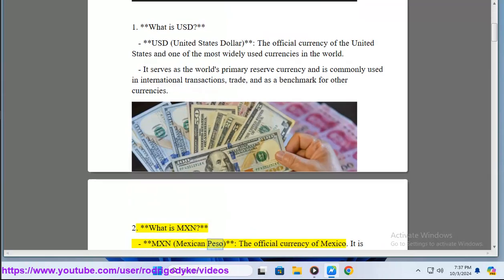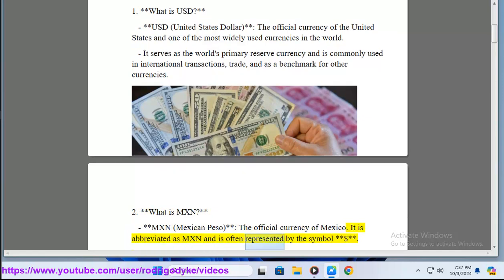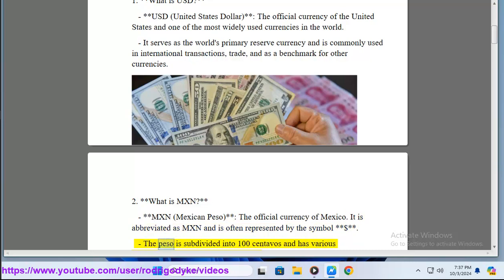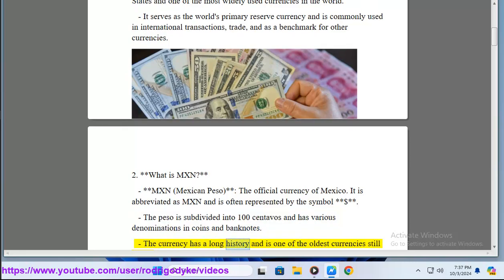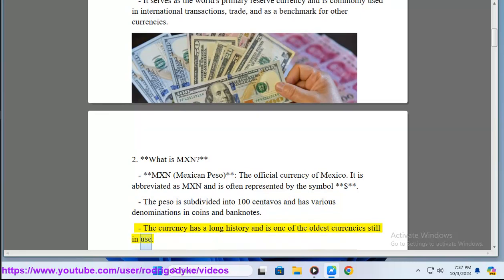2. What is MXN? MXN, Mexican peso, is the official currency of Mexico. It is abbreviated as MXN and is often represented by the symbol dollar. The peso is subdivided into 100 centavos and has various denominations in coins and banknotes. The currency has a long history and is one of the oldest currencies still in use.